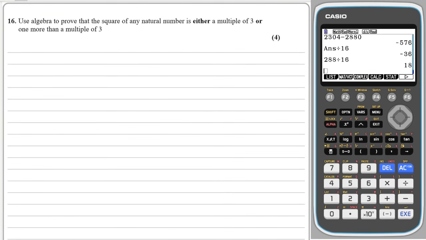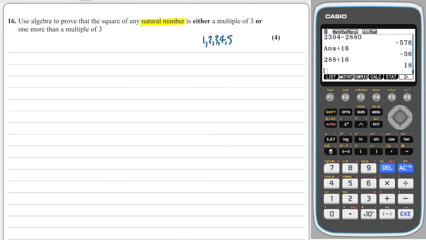16. Ooh, that's nasty. That's a nasty question, this one. Use algebra to prove that the square of any natural number is either a multiple of 3 or one more than a multiple of 3. Okay. First off, natural numbers are all the numbers, basically integers, but not including 0.